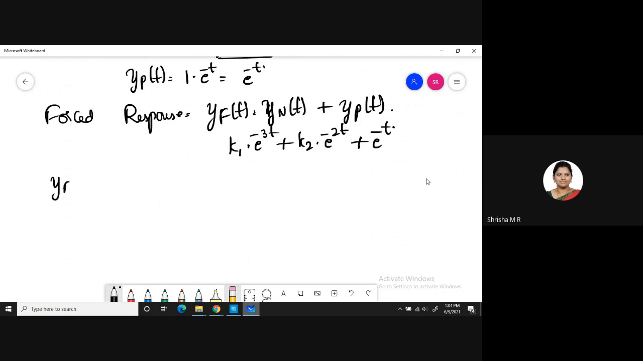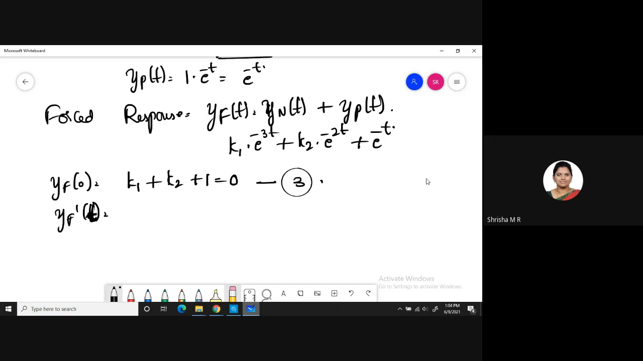So yf of 0 is equal to k1 plus k2 plus 1 is equal to 0. Take this as equation 3. Next you take yf dash of 0, so that will be yf dash of t, then you take t is equal to 0.